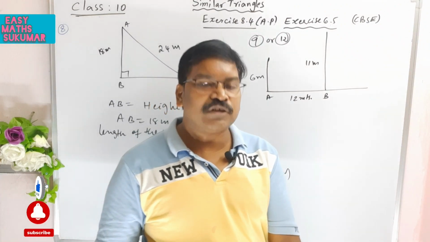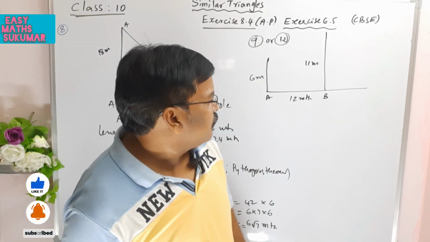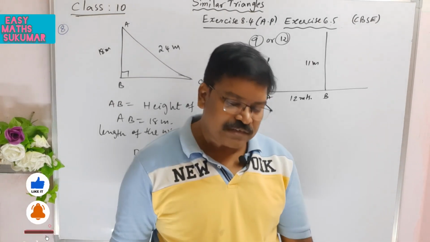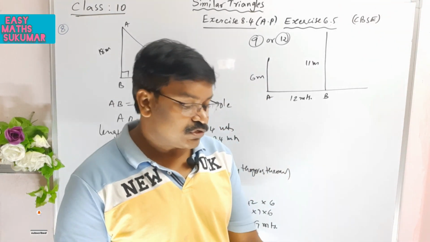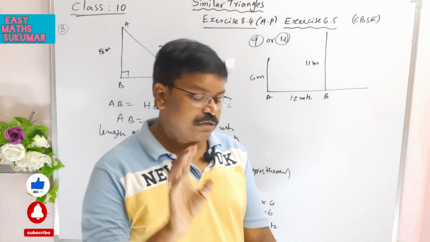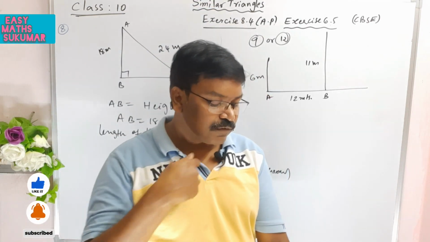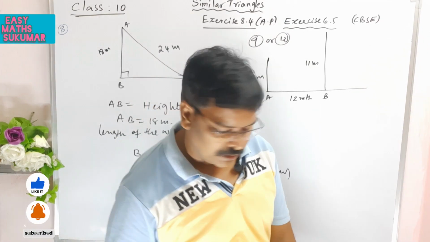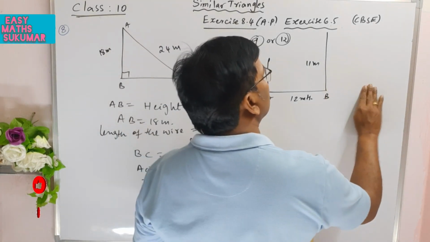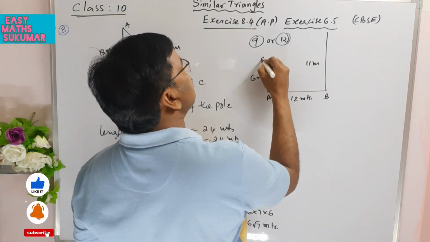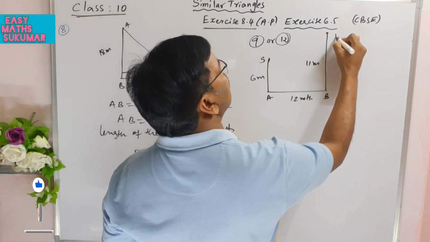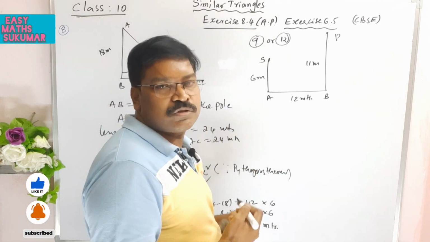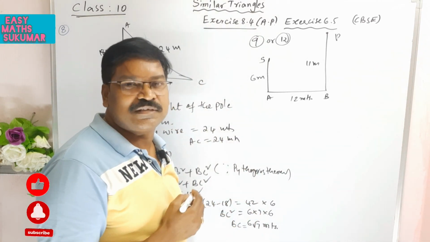Find the distance between their tops. Here we have to find the distance between the tops. I hope you understand this statement. Two poles of heights 6 meters and 11 meters stand on plain ground. If the distance between the feet of the poles is 12 meters, find the distance between their tops. Okay. Look here. Let this be S and this be P. S and P are the tops of the poles. We have to find the distance between their tops here.